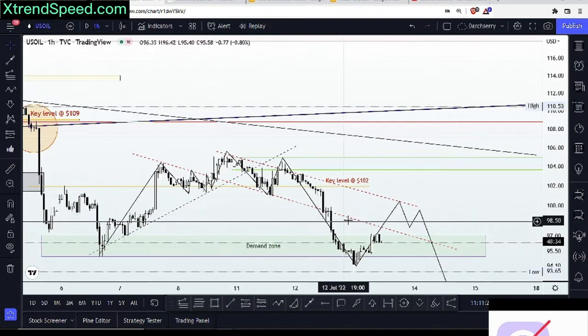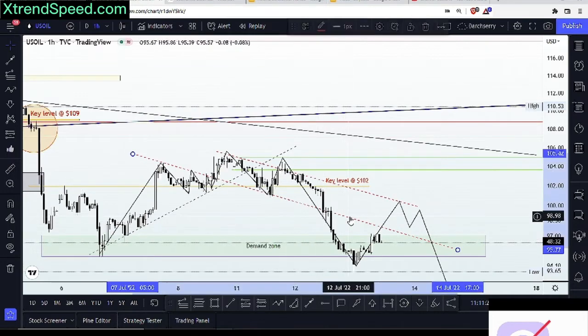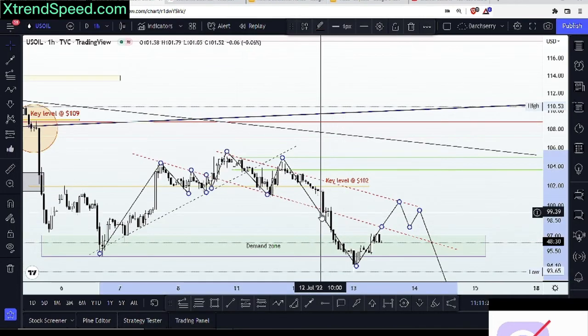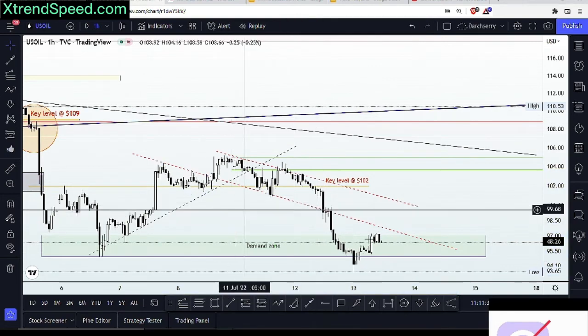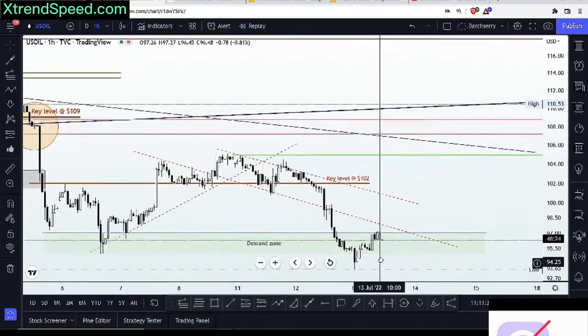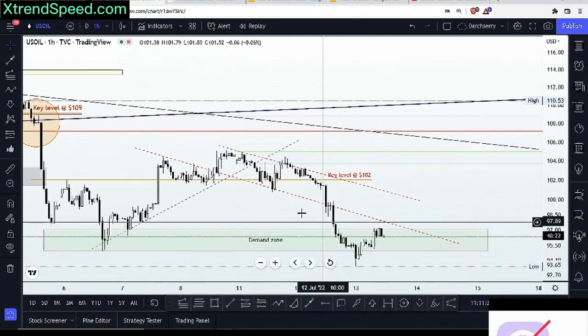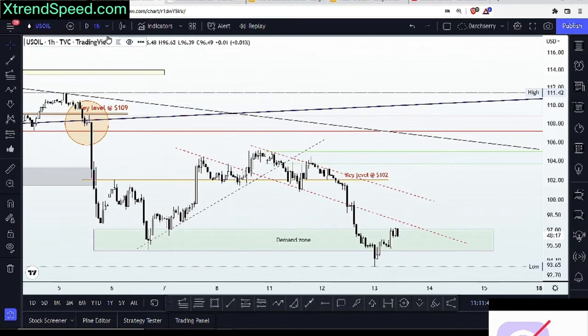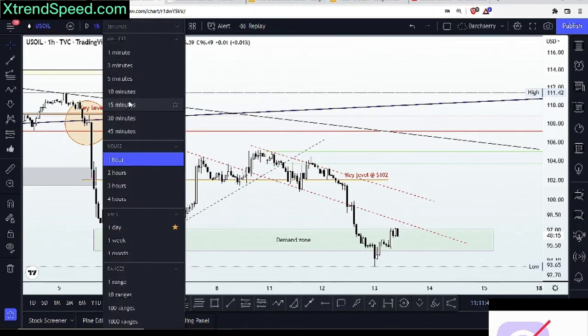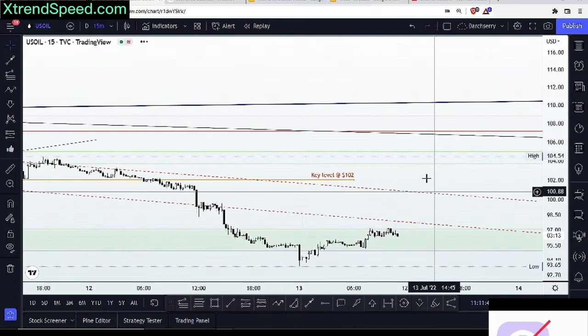And what if price does not go back into this bearish trend line at this point? How do we intend taking advantage of a downtrend scenario? Well, that will mean that we have to scale down to a much lower time frame. And that means let's go down to the 15 minutes time frame. Let's see what's happening on the 15 minutes time frame.